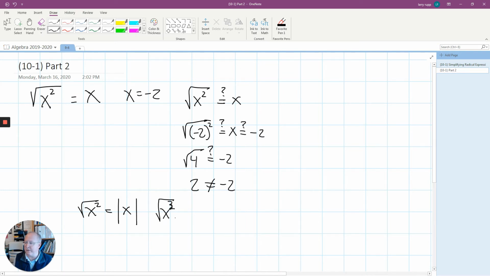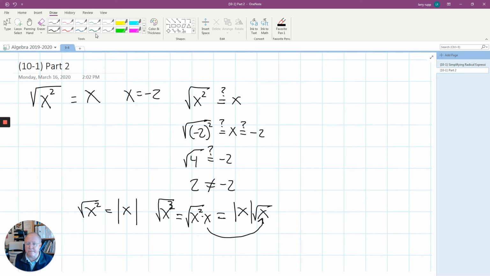Now, what about the square root of x cubed, x to the third power? Okay? Well, this is the square root of x squared times x. Yes? So what this means is the square root of x squared is the absolute value of x times the square root of x. This is the x. And this is where the absolute value of x came from.